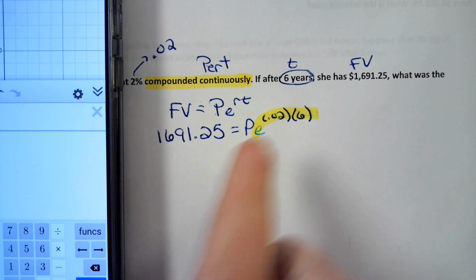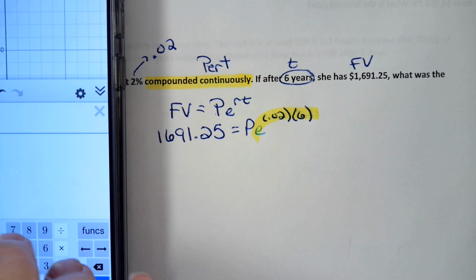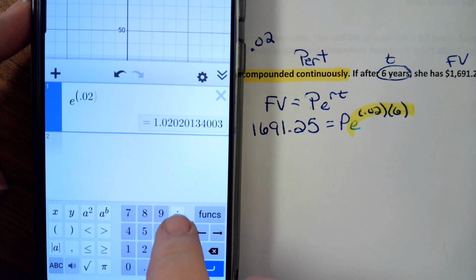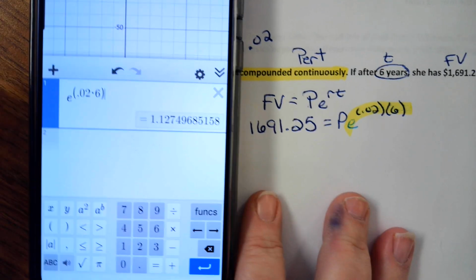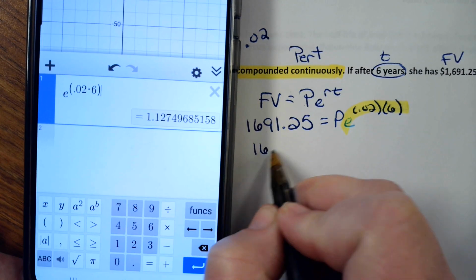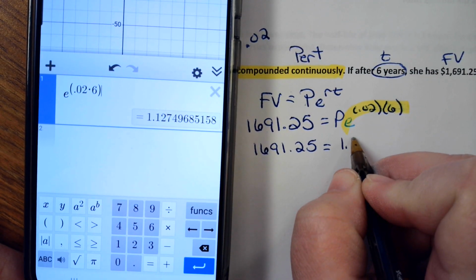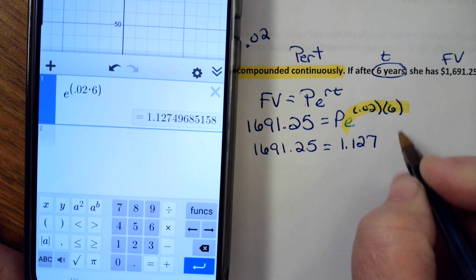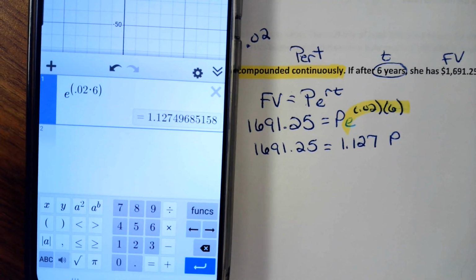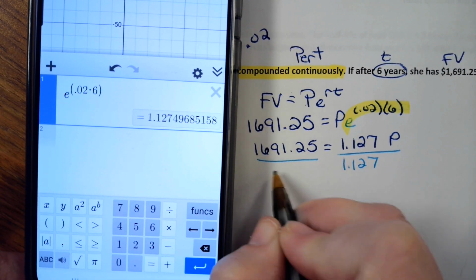All right, so I'm going to come right here. I'm going to say e raised to the parentheses, it might be helpful, y'all can see, 0.02 times 6 inside the parentheses, and this is what I get right here. So what I actually have is 1691.25 is equal to 1.127, I rounded it to 3 decimals, times P. Well, the opposite of multiplying by 1.127 is dividing, because we're trying to get that P by itself.